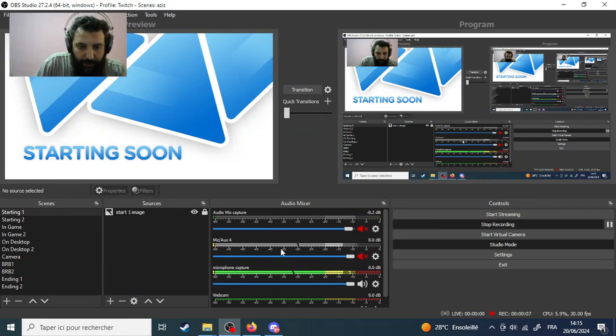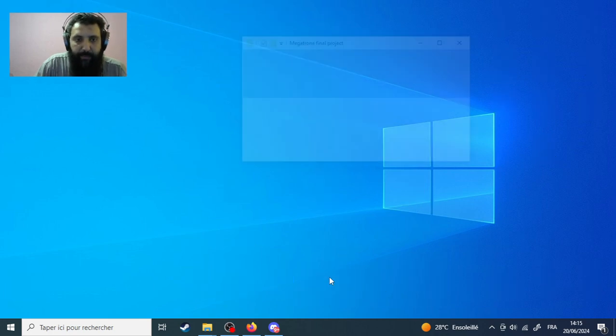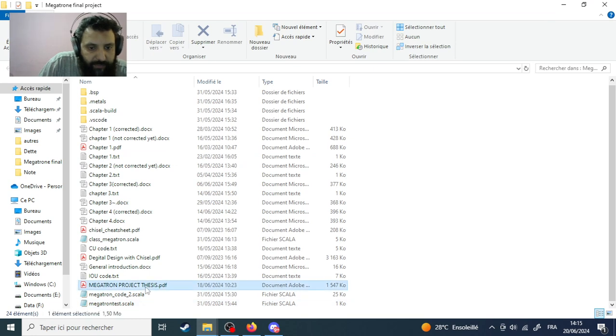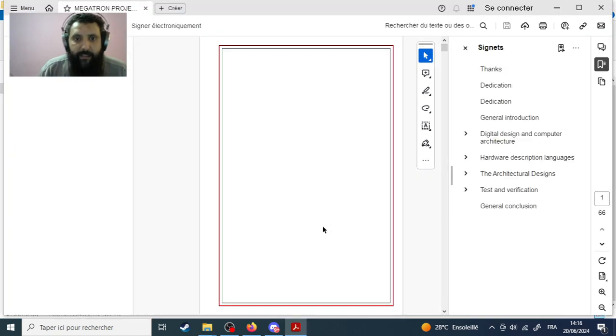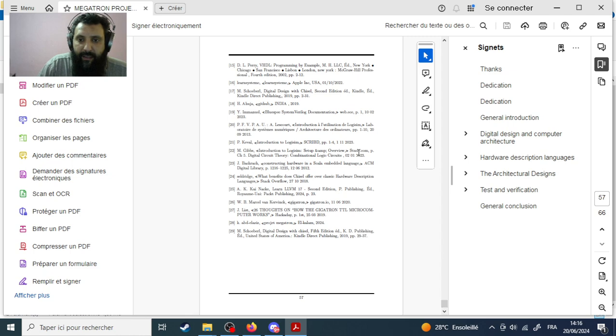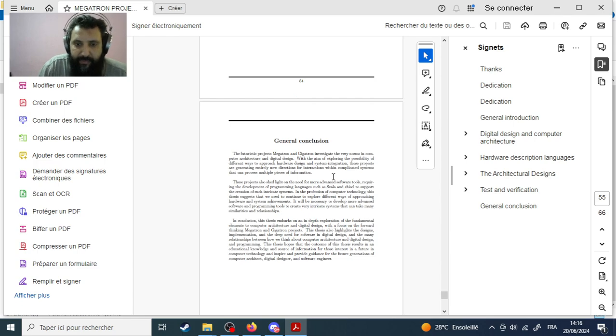Okay, let's continue. We are practically in the last session in this project. What we have to speak about today is, I guess, I have some remarks, some notes about the conclusion. This is the final project, the final manuscript. In the final manuscript, I read the conclusion, and I have some remarks here.